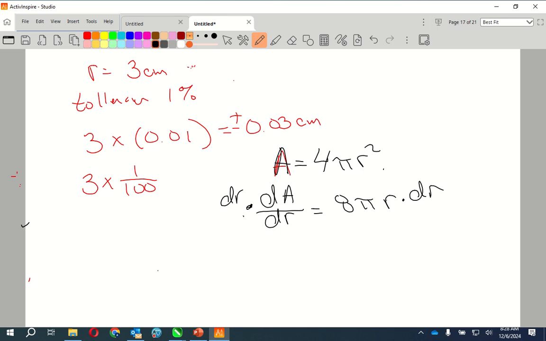There you go. So I multiplied both sides by dr, and then I'm going to cancel it out from the left side. So now I'm going to have my delta A is equal to 8 pi r times dr.